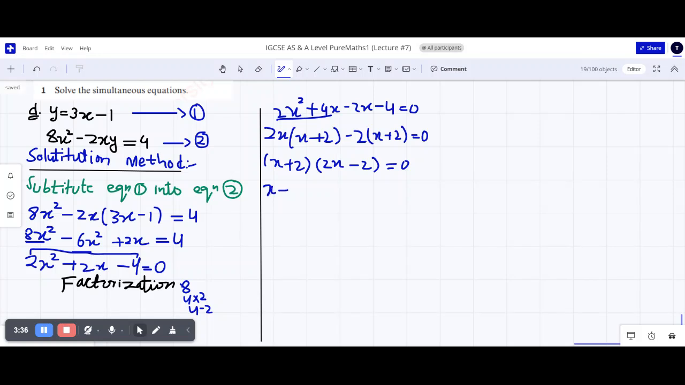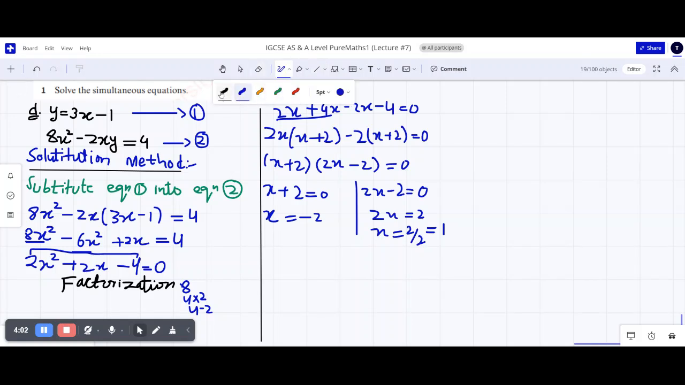Now we will set both separately equal to 0, and the second one is 2x minus 2 equals 0. Then we will shift the constant to the other side, so it would be 2x equals 2. Then we will shift the coefficient to the other side, dividing 2 by 2, which equals 1. So we got the two values: x equals minus 2, and here x equals 1. Now we will substitute back into equation 1 to find y.